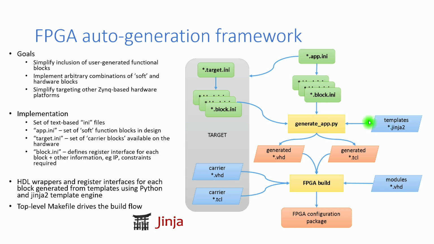All these ini files join together with Jinja templating to generate VHDL files and TCL files, which are then brought together with hard-coded VHDL for the carrier, specifying the carrier I/O, and Tcl for the carrier. And then also all the module VHDL, which is the VHDL code supporting the individual blocks. These all come together to form the FPGA configuration package.